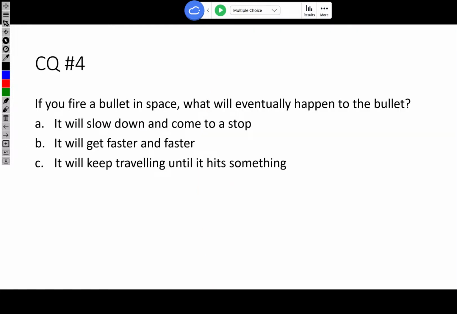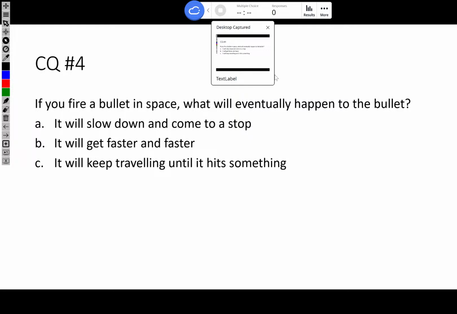We'll see. All right, so if you fire a bullet in space, what will eventually happen to the bullet? In space, away from Earth. This is not saying on Earth I fire a bullet into space. No. I am in space. I am floating in the void, and I shoot a gun with some bullet in it. What's going to happen to that bullet?